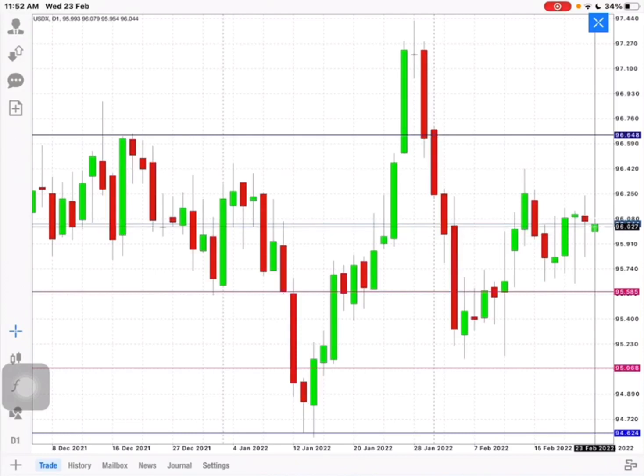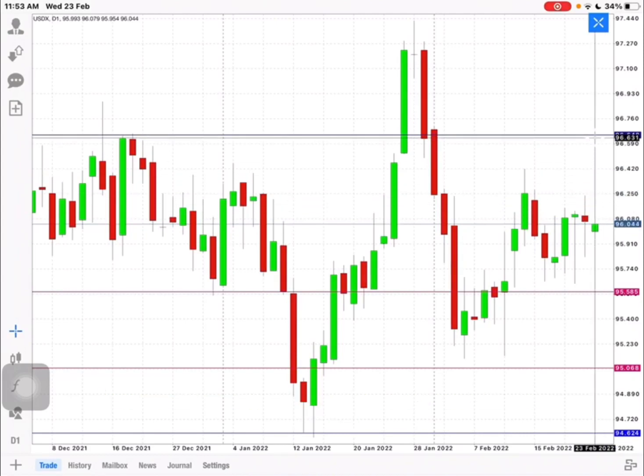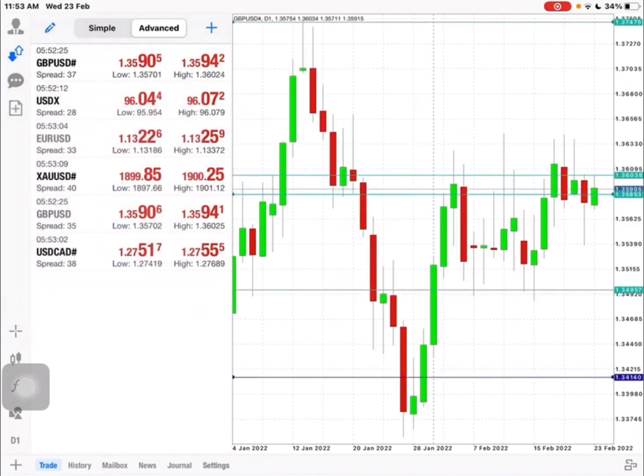So what I'm expecting is that the market opened below. I'm expecting this buy candle to engulf this sell candle, and then I would like to see the market moving up tomorrow or until Friday. That's my move for USD index. I don't want to drag it along. So for USD index, I'm a buyer. For GBPUSD, I'm a seller.